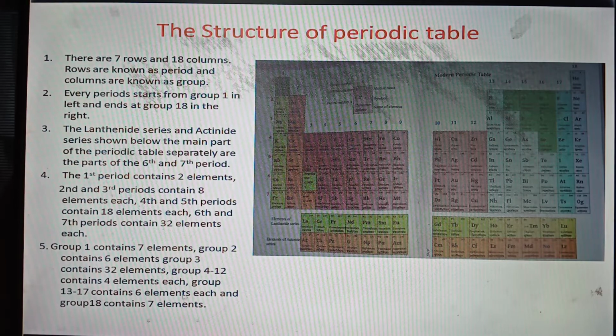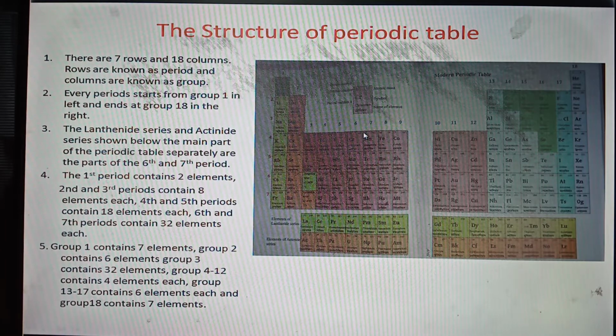Groups 13 to 17 contain 6 elements each: 1, 2, 3, 4, 5, 6. Group 18 contains 7 elements: helium, neon, argon, krypton, xenon, radon, etc. So there are 7 elements. This is the structure of the modern periodic table in brief.